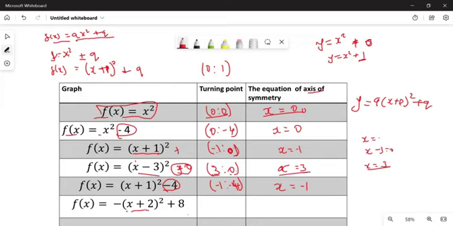On this one here, what do you expect to be the turning point based on what you've just learned? So you expect, let's start with the x. x is going to be -2. What is going to be your y? It's going to be 8. And then what is going to be the equation of the axis of symmetry? It is x = -2. Okay, it seems as if we get what is going on now.